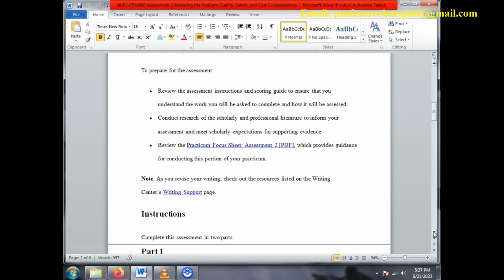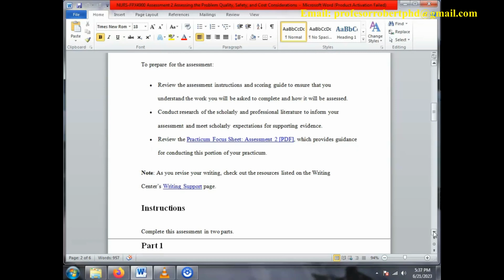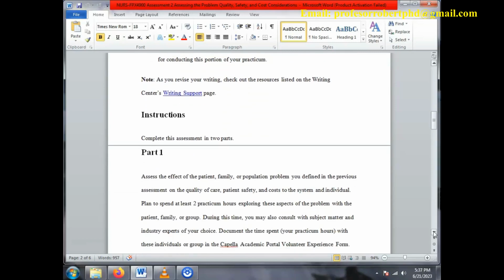Conduct research of the scholarly and professional literature to inform your assessment and meet scholarly expectations for supporting evidence. Review the practicum focus sheet, Assessment 2 PDF, which provides guidance for conducting this portion of your practicum. Note: as you revise your writing, check out the resources listed on the Writing Center's Writing Support page.